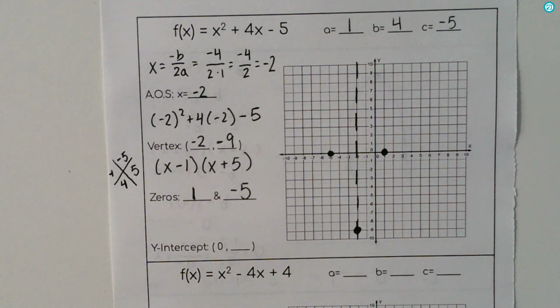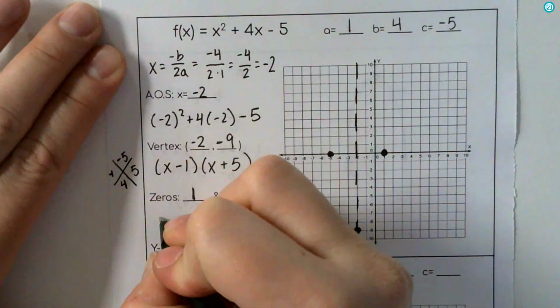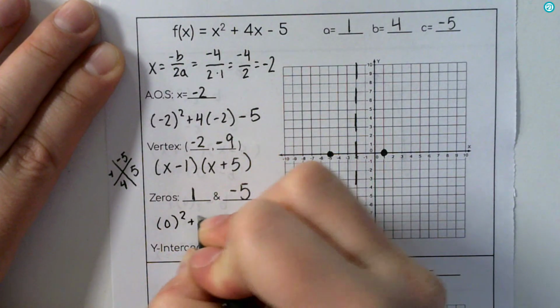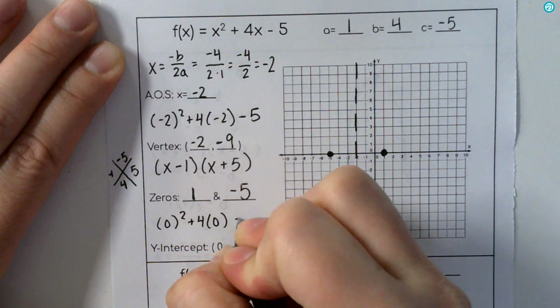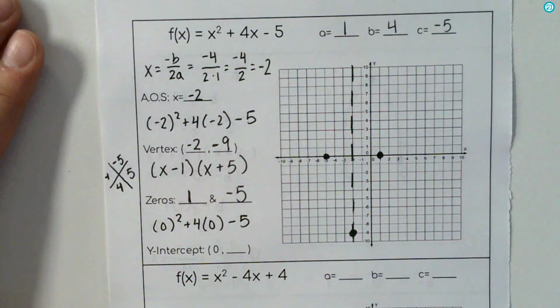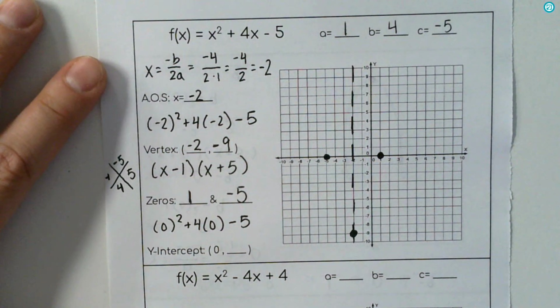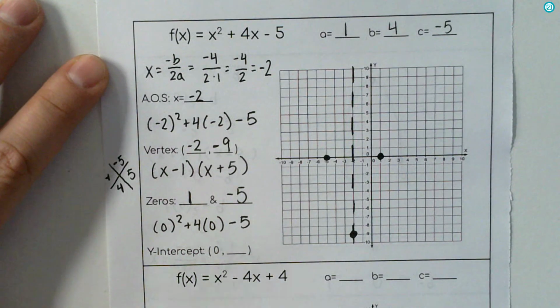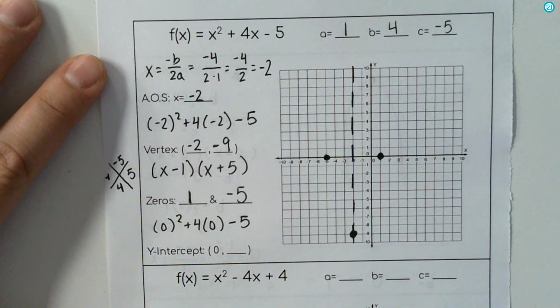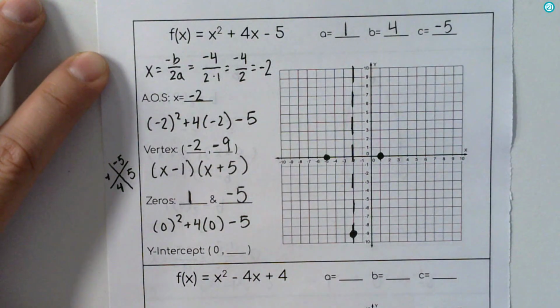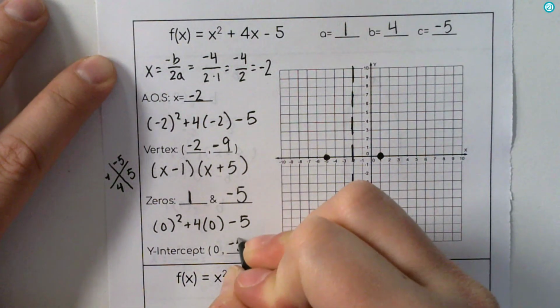Okay, last thing that we're going to do on this one is find our y-intercept. So we would plug in 0 for x. So it's going to be 0 squared plus 4 times 0 minus 5. What's 0 squared? 0. What's 4 times 0? 0. So 0 plus 0 minus 5 is just negative 5.